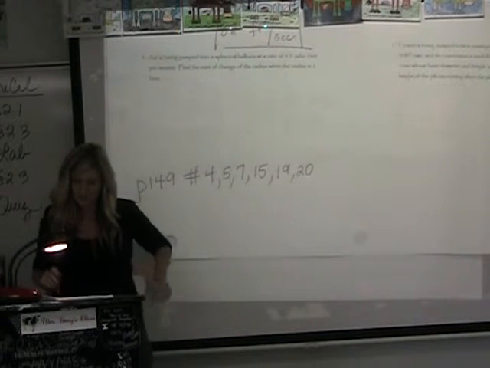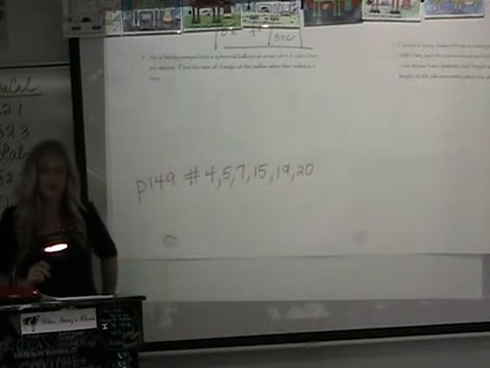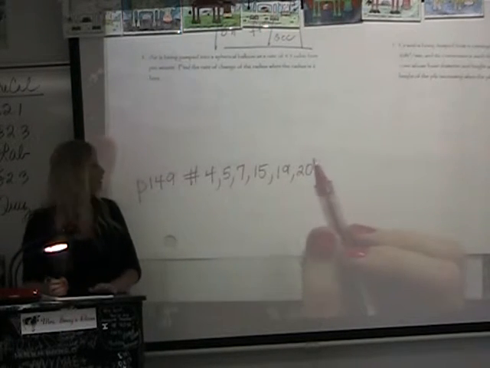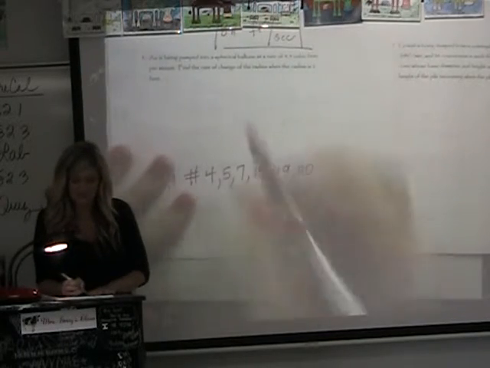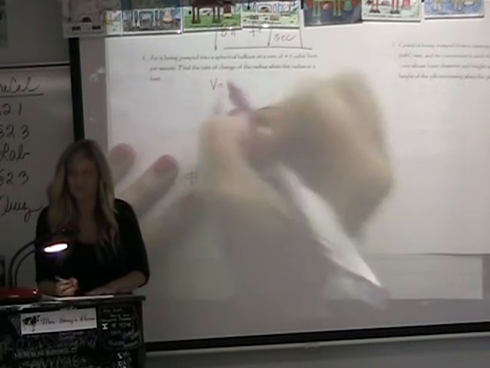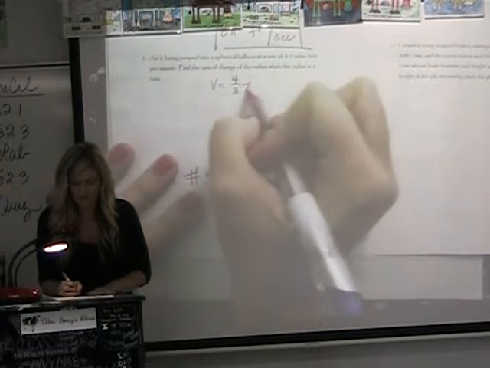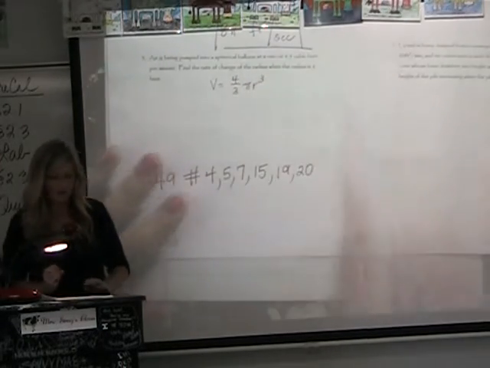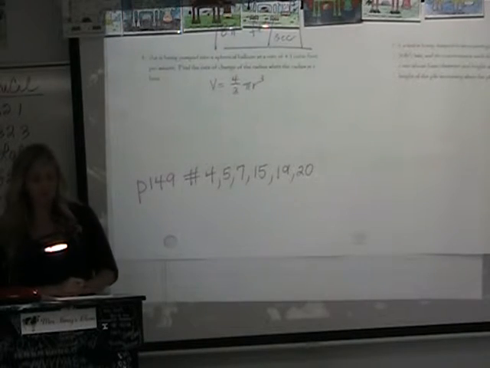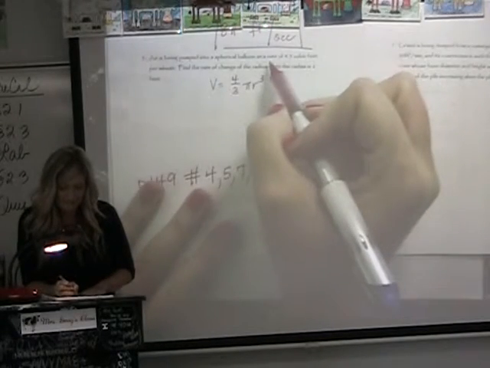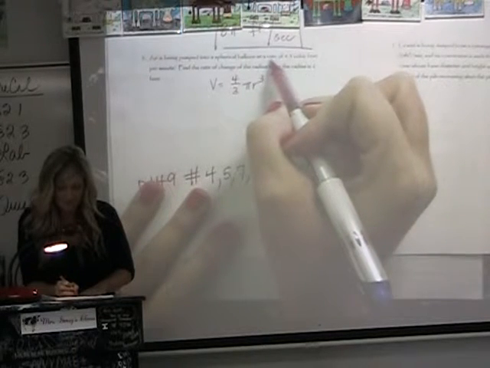So tell me which formula you used for number 5. Volume of a sphere. And so the formula is V equals what? 4/3 pi r cubed. Okay, so then let's talk about what information we were given. We have a rate of 4.5 cubic feet per minute.